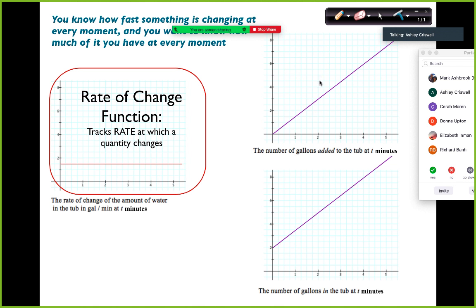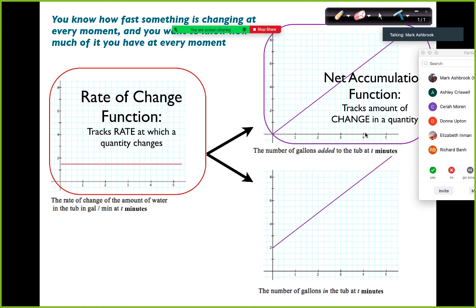That's not like your total, it's just how much you've gained, I guess. Right. But isn't it like a very close sibling? I mean, these are like twins. They're so close. They're both talking about what we call accumulation of the quantity. So this one is net accumulation. So every minute we're tracking the net change since the starting point.